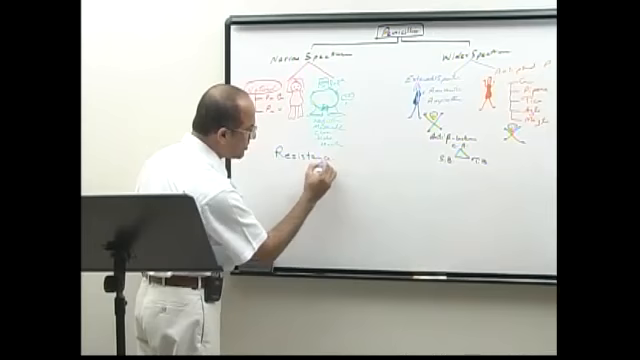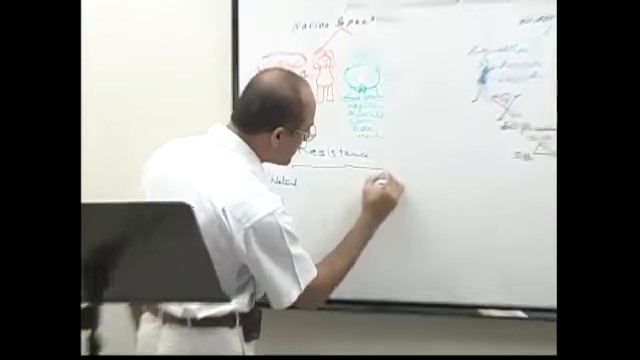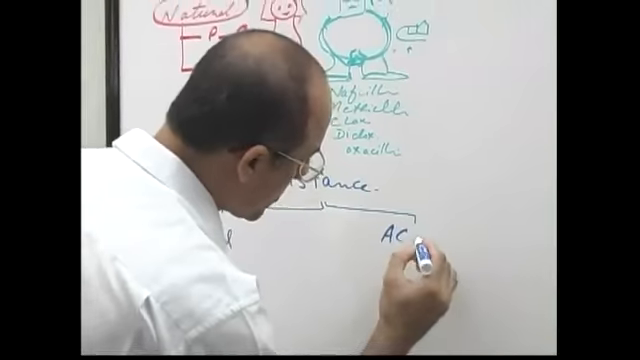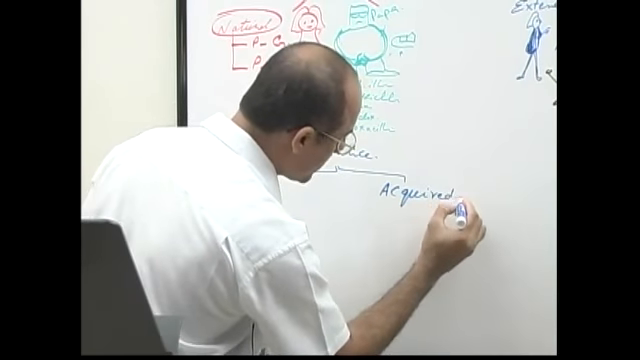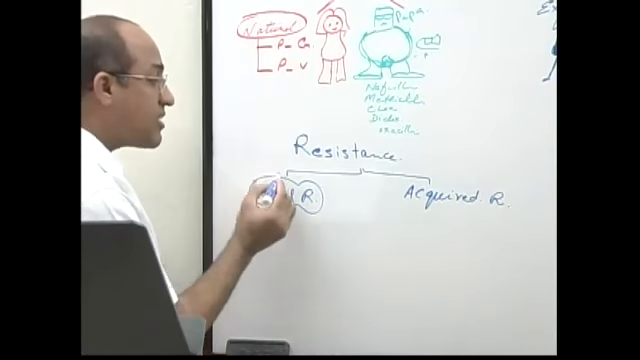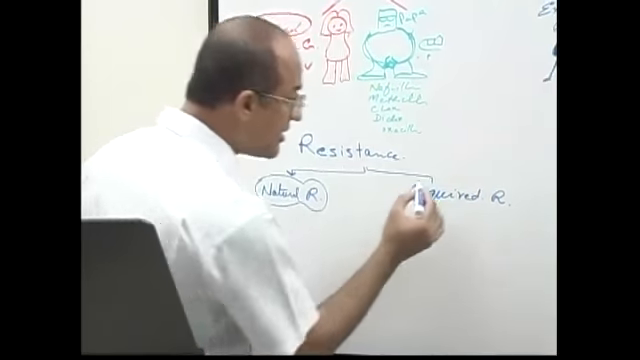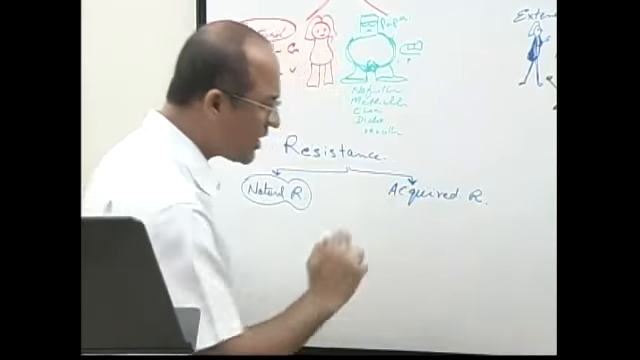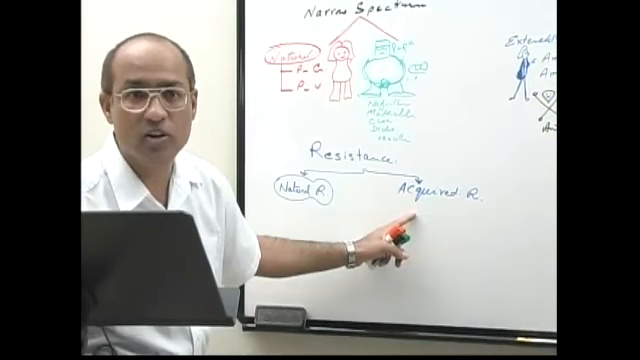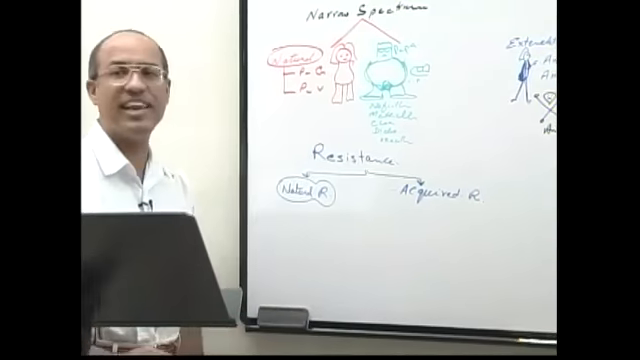There are two types of resistance. There is natural resistance and there is acquired resistance. Natural resistance: for example, some microbes are naturally resistant to the action of penicillins, and some of them are initially susceptible to penicillin and beta-lactam antibiotics, and later on they got resistant. They acquired the resistance. Now, first of all, we'll talk about the natural resistance.